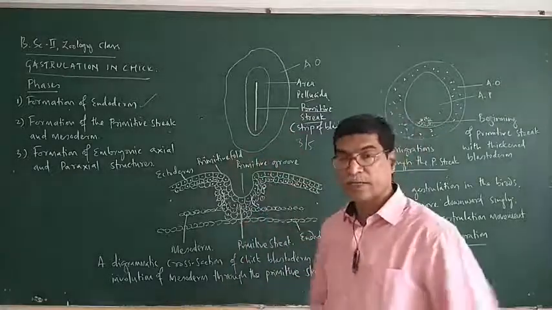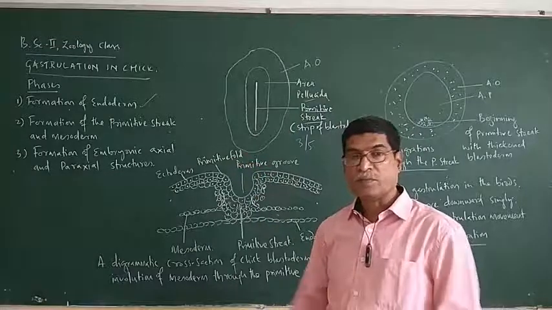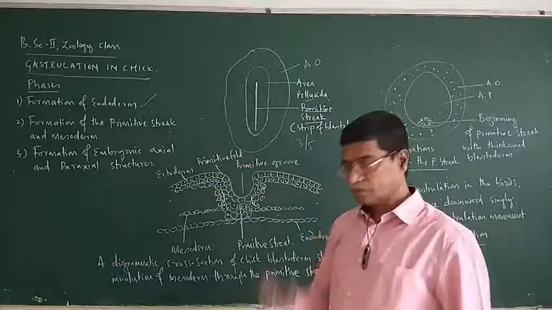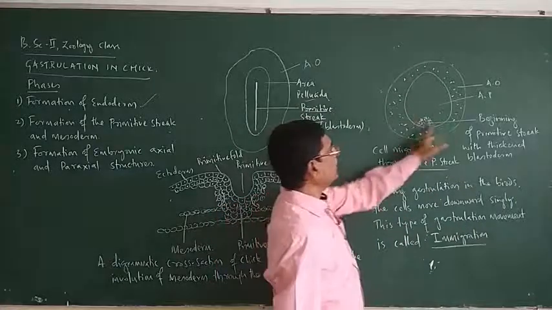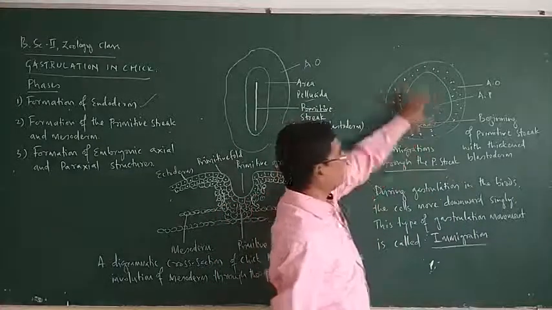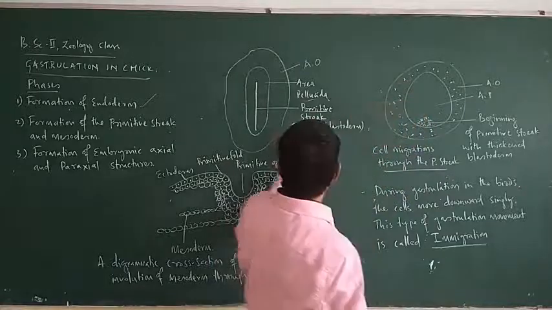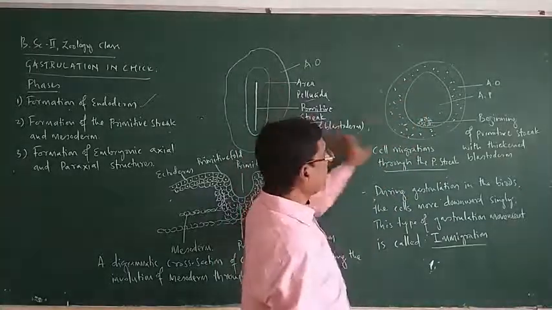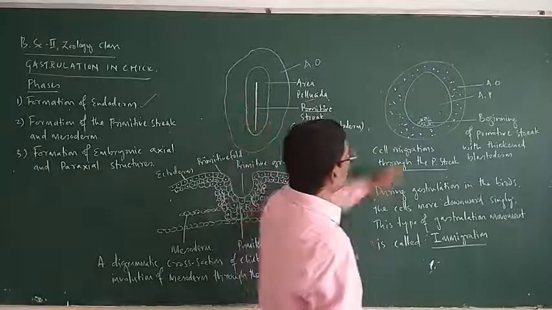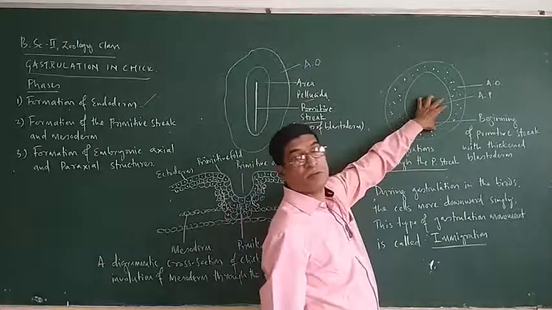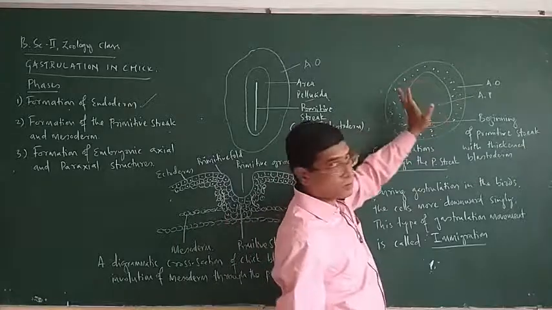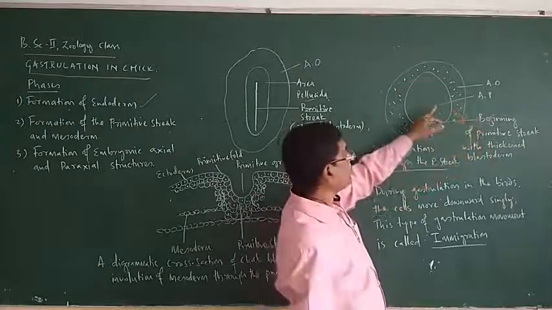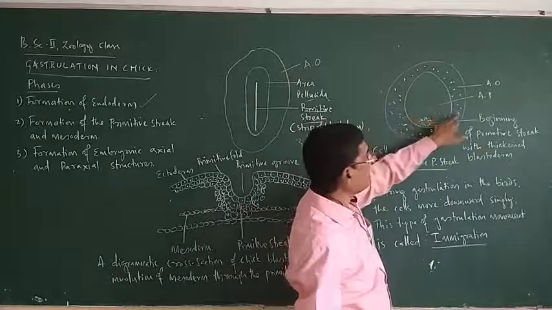How is the primitive streak developing? At the beginning, this is the area pellucida. It is disc-like, whereas here it is oblong, a bit elongated because of the development of primitive streak. Before the formation of primitive streak, the blastodisc would be like this. The blastodisc can be differentiated into two regions: area pellucida and area opaca.